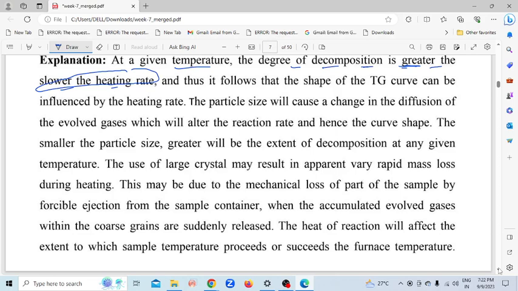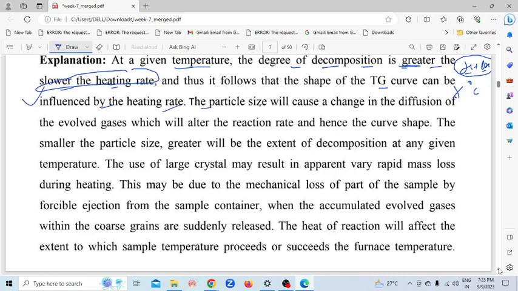And the decomposition which should happen at x degrees centigrade will happen at x plus some value, delta x, we can say. So it will happen at x plus delta x, and accordingly the mass loss will also be measured at x plus delta x by your TGA curve. So the shape will also change accordingly, and thus the shape of the TG curve can be influenced by heating rate. So the first point is clear now.